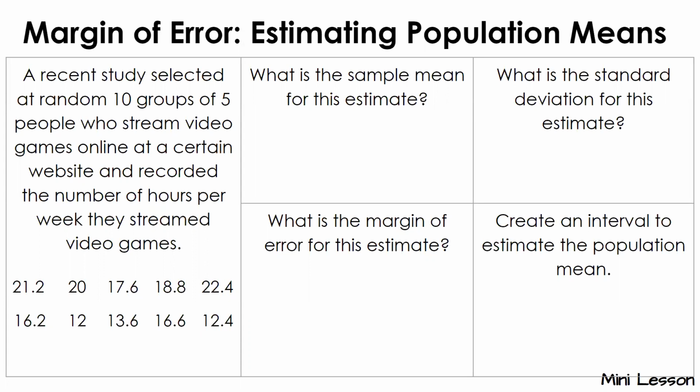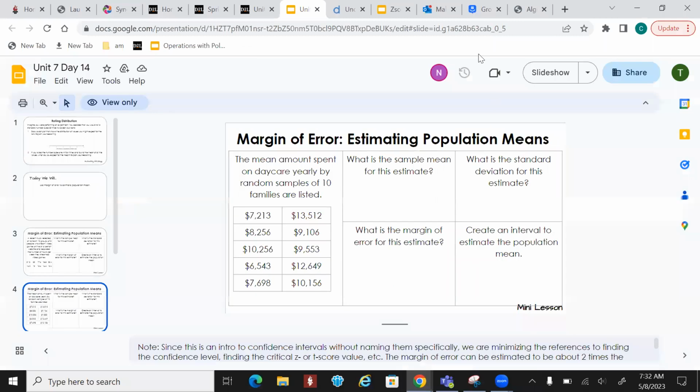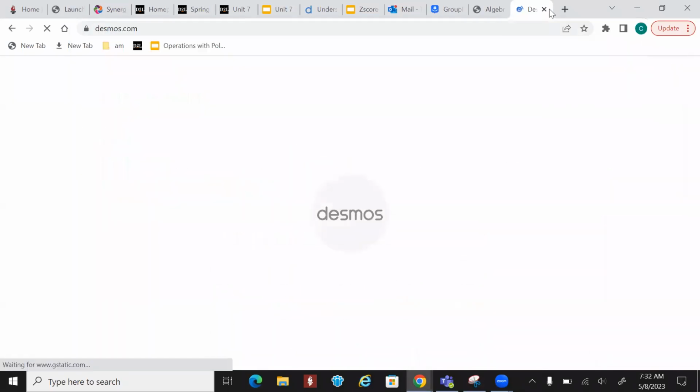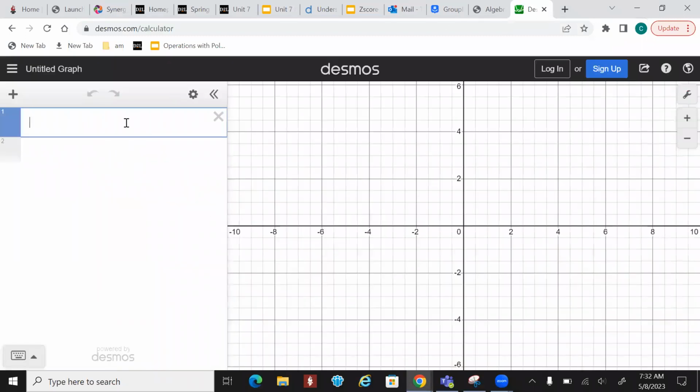So what we can do is take all these numbers and go into Desmos, type them in, and it'll give us the mean. We could also sit there and add them up, but I'm not here for that. So when we go into Desmos, we can type out, what's the first number?